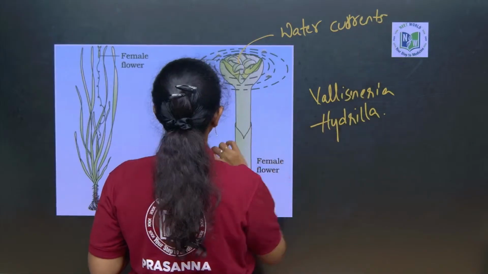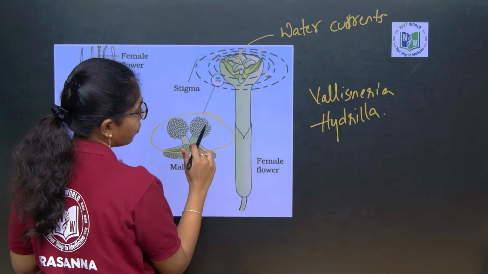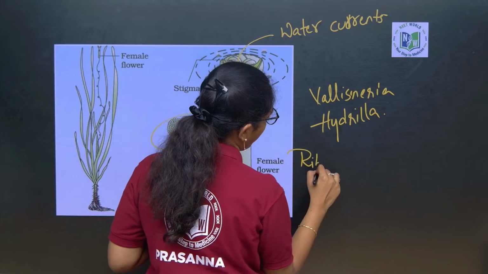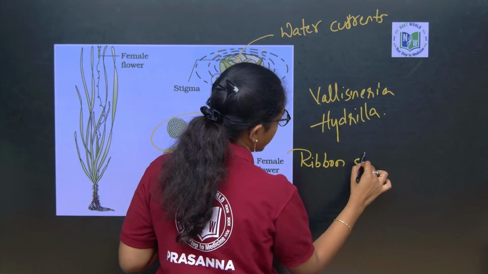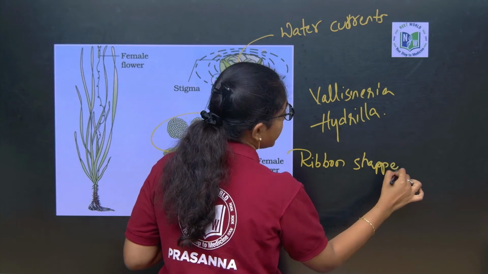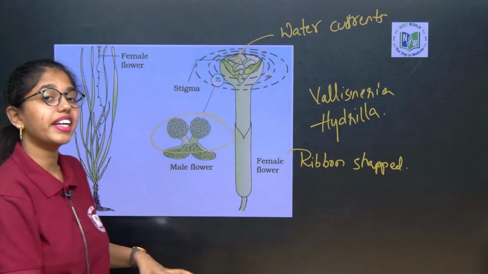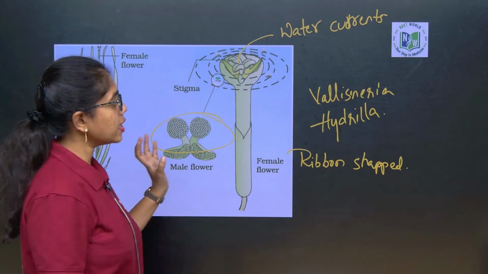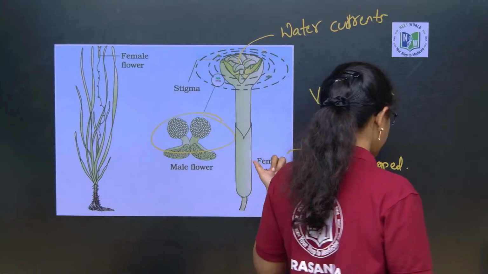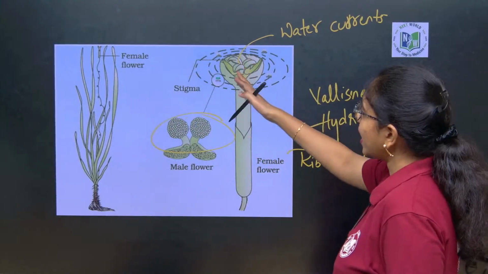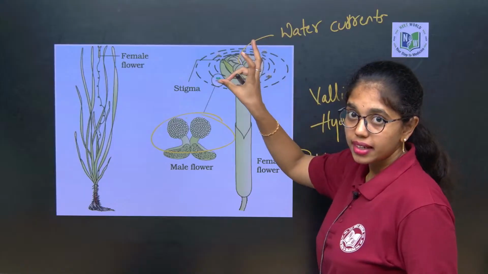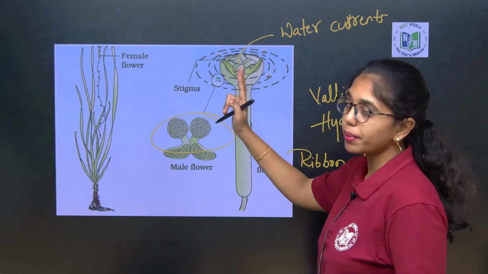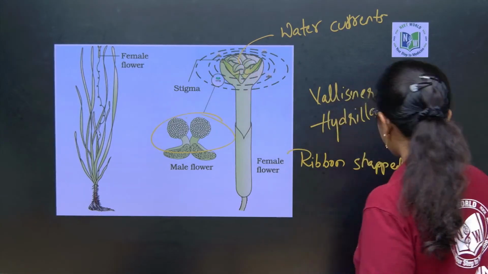Here the pollen grain will be ribbon shaped, and they can protect themselves from wetting by the water. This you have to remember. Vallisneria shows hydrophily, and this is the diagram where the pollen grains are released into the water and carried to the female flower by water currents.